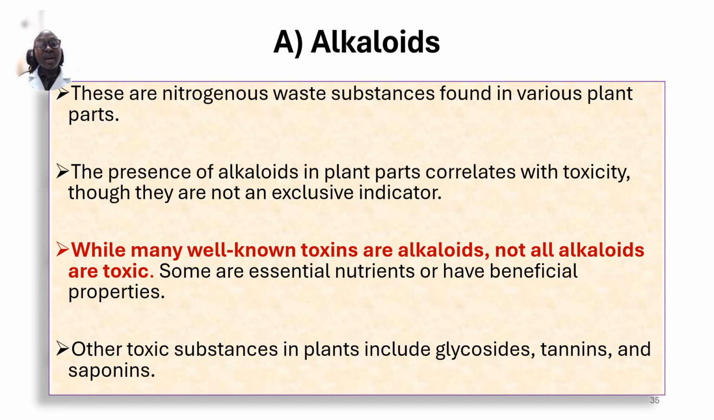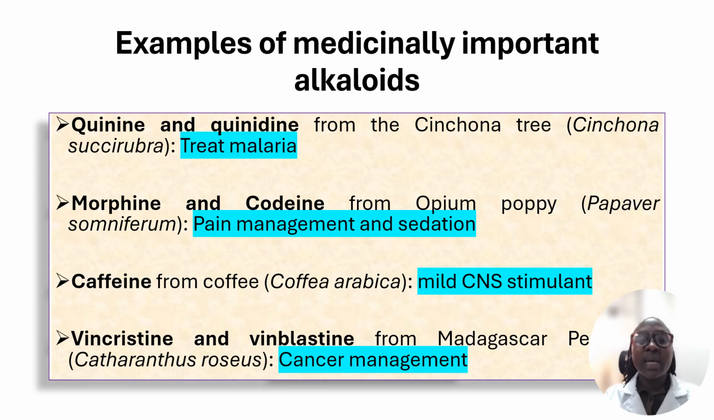And some are essential nutrients, or have beneficial properties, especially medicinal importance. Other toxic substances apart from alkaloids may be glycosides, for example, if you have heard of cardiac glycosides. We also have tannins and saponins, because of their biological activity and mechanisms of action. Examples of medicinally important alkaloids. These are just very, very few examples among many medicinally important alkaloids.